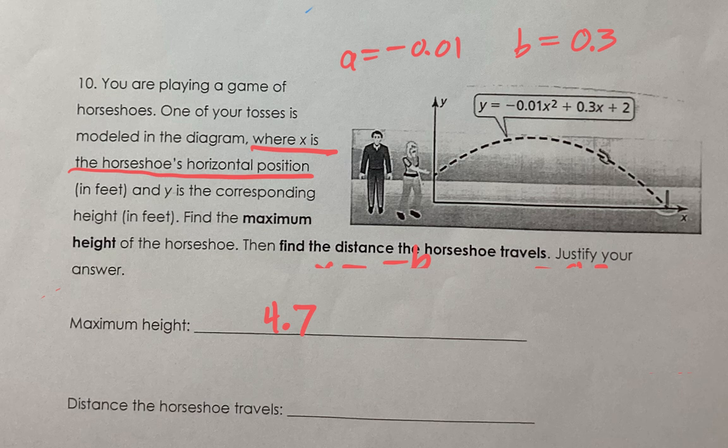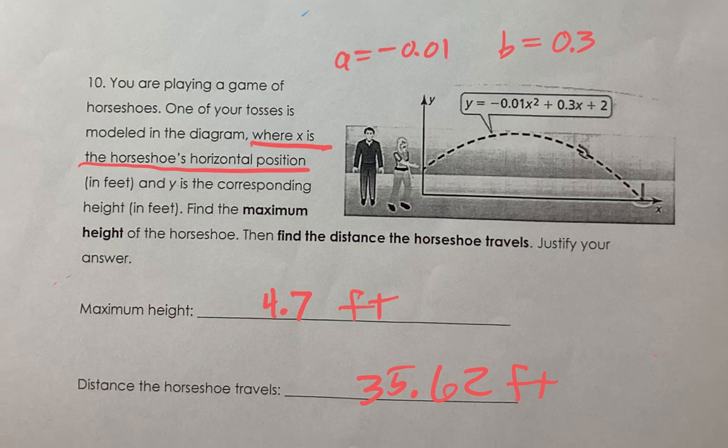So take your equation, put 15 in for x, and whatever that gives us, we will find that the distance a horseshoe travels is about 35.62 feet.